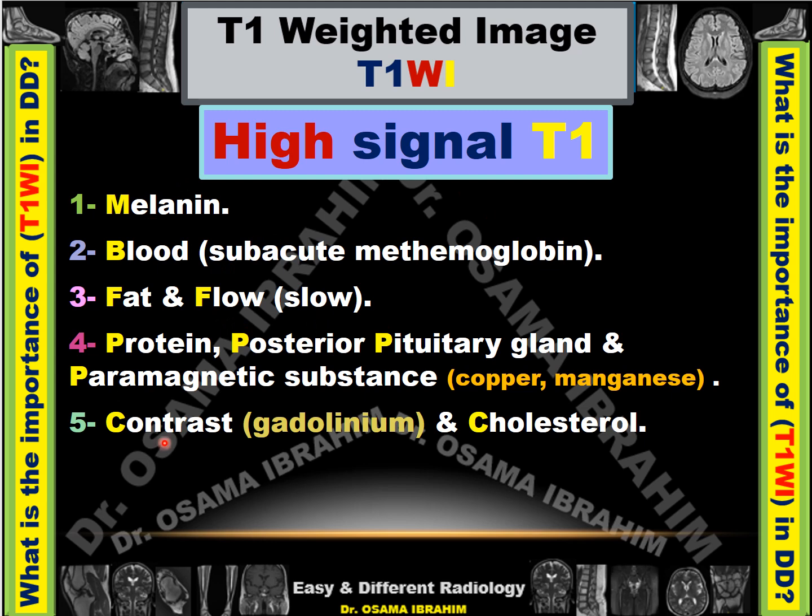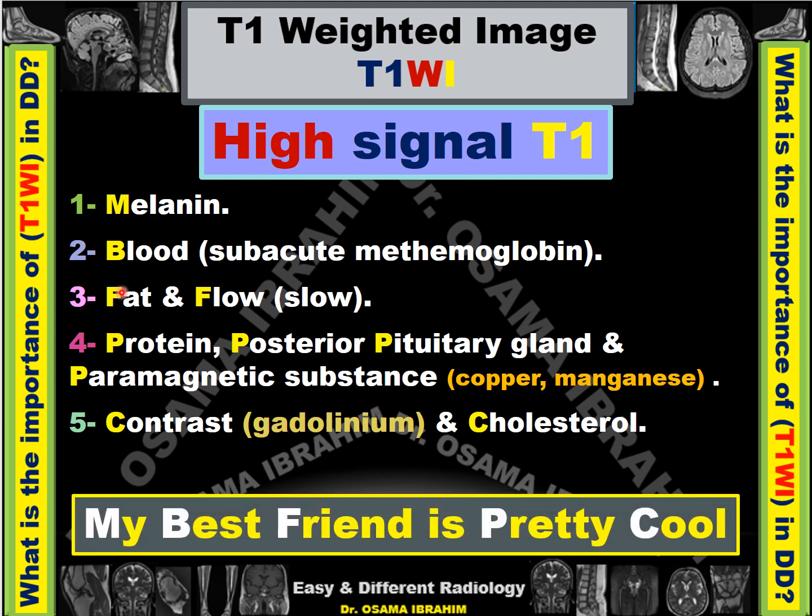All these can cause high signal in T1, and it can be remembered by the mnemonic phrase "my best friend is pretty cool." M is from melanin, B from blood, F from fat and flow, P from protein, posterior pituitary gland, and paramagnetic substance, and C from contrast and cholesterol.